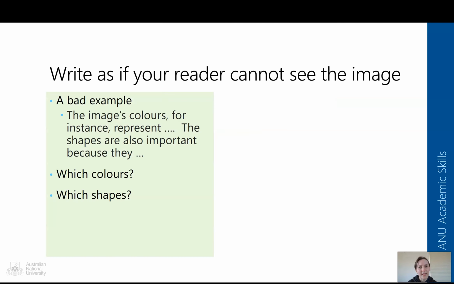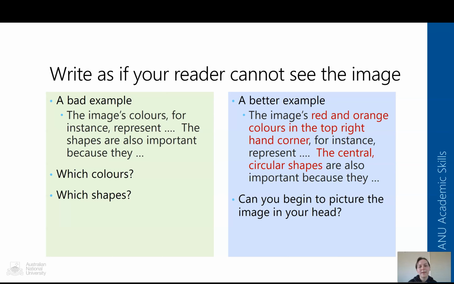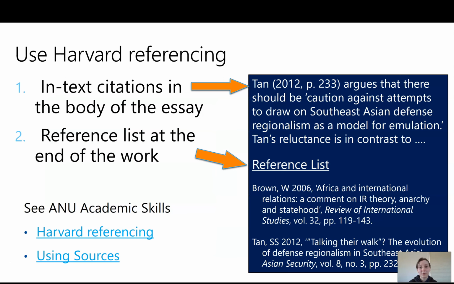So in this bad example, for instance, you see that the author is talking about the image's colors, for instance, but we don't know which ones, or the shapes, but we don't know where those shapes are. So a better example would be where the author is very specific about which particular colors they mean and where the shapes are, what kind of shapes they are. So make sure that you write as if the reader does not see the same image as you do.